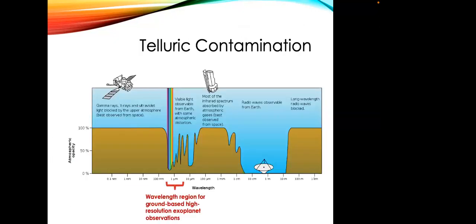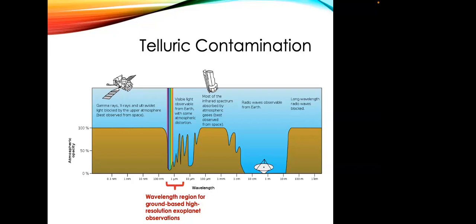All right, so I've talked a lot about stellar contamination. I now get to talk about the other major type of contamination, which is telluric contamination. Fortunately, unlike stellar contamination, this is not an issue for JWST data, but it is an issue for any ground-based data.